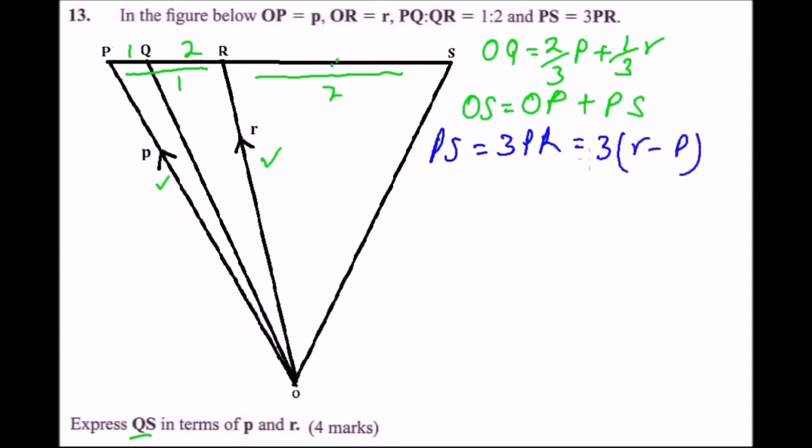We now have PS, so we can go back now and express our OS is equals to our OP, which is P, plus our PS, which is 3R minus 3P, so we can say it is 3R minus 2P. So that is our OS. So we now go to our vector here, QS.